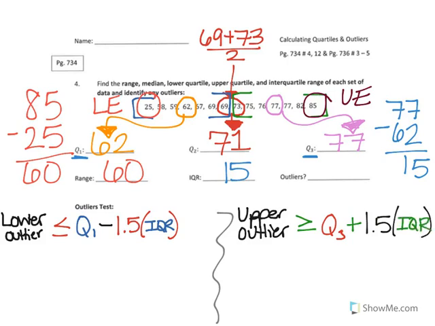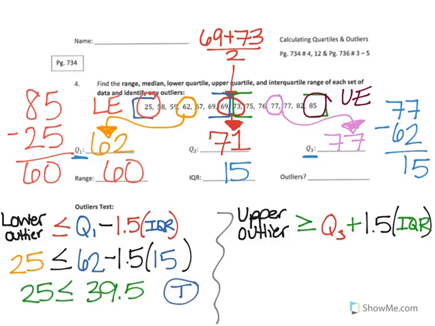So for the lower outlier, we always check the smallest number in our list, which in this scenario would be 25. And we're going to plug in all the other information. So Q1 is 62, and the interquartile range is 15. And we end up with 25 is less than or equal to 39.5, which is a true statement. So because it's true, we know for a fact that 25 is an outlier.